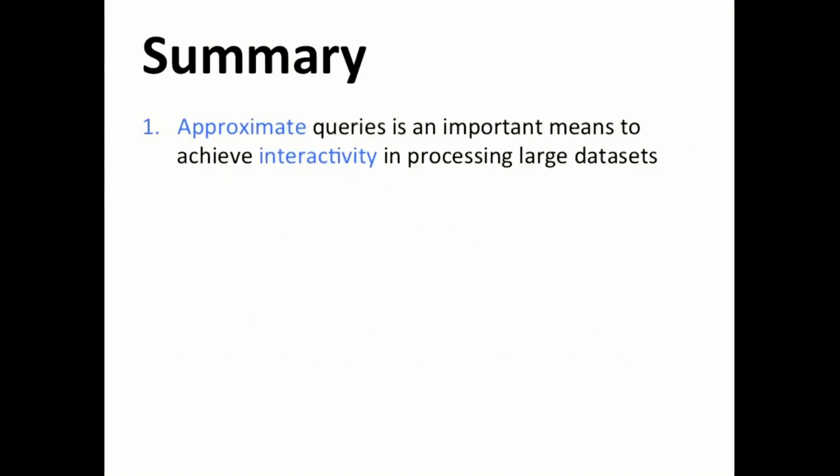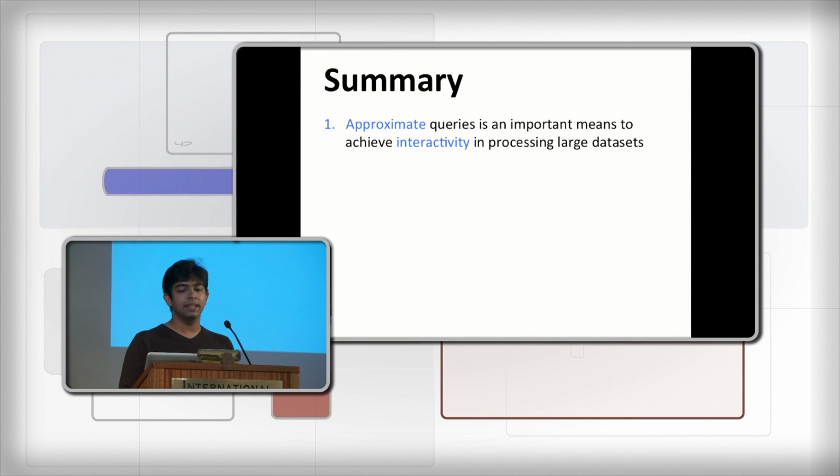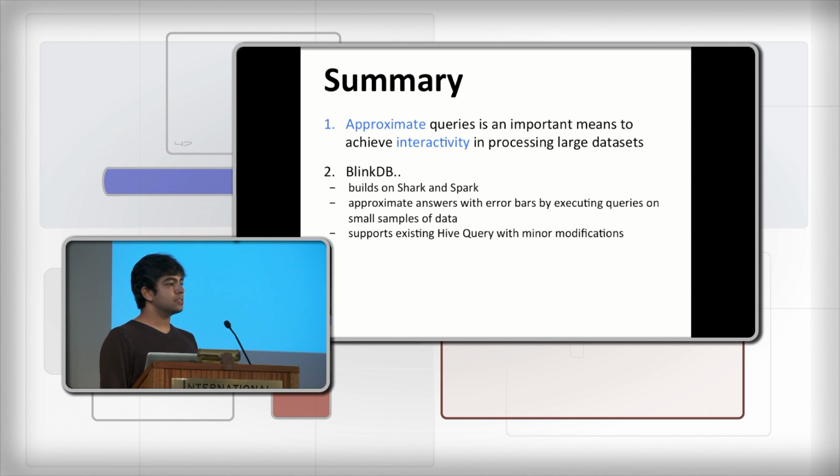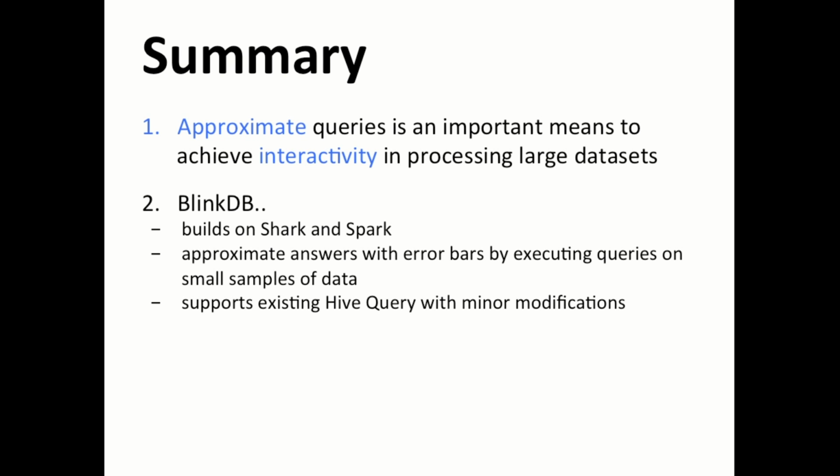To summarize, if there is one takeaway that I would like you to get from this talk, it is that approximate queries are an important means to achieve interactivity in processing these massively large data sets. BlinkDB builds on Shark and Spark. It provides approximate answers with error bars by executing queries on small samples of data. And finally, it supports all the existing Hive queries with just minor modifications, just prefixing approx underscore to a bunch of these aggregation operators.